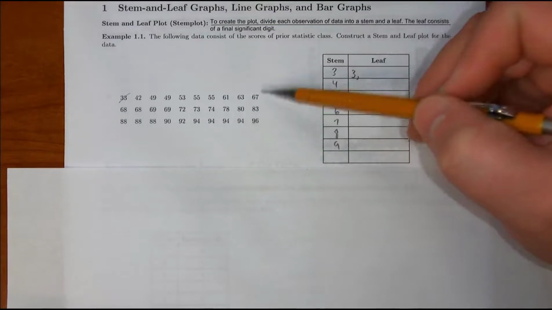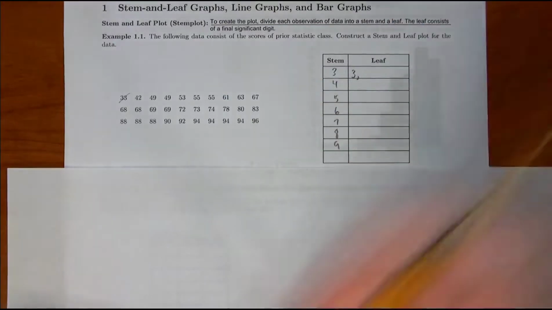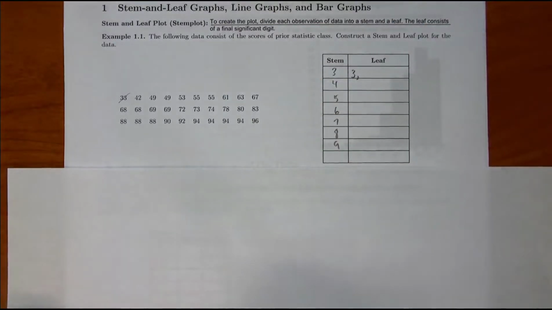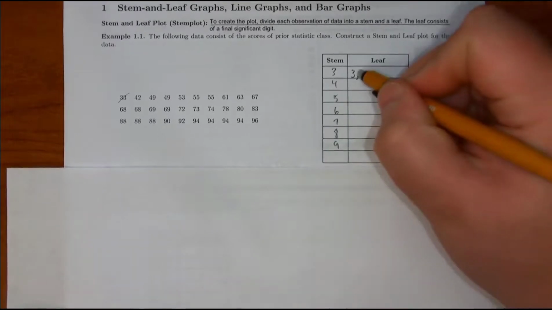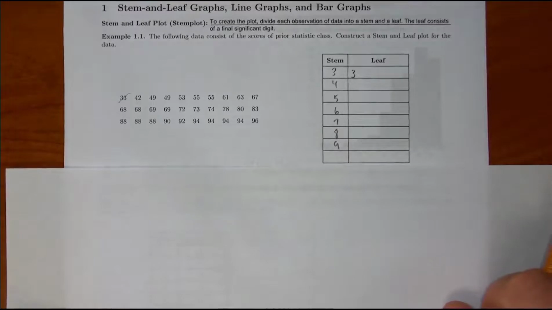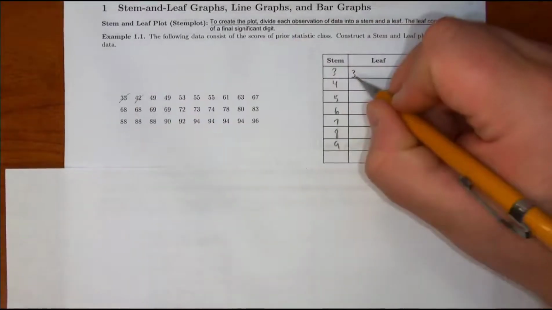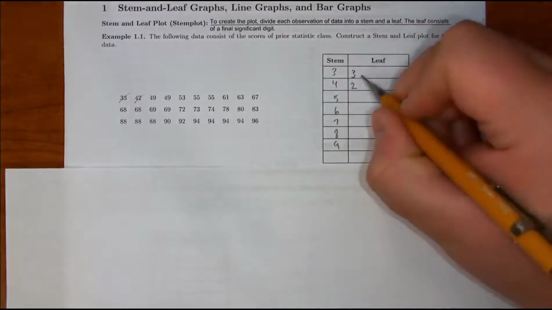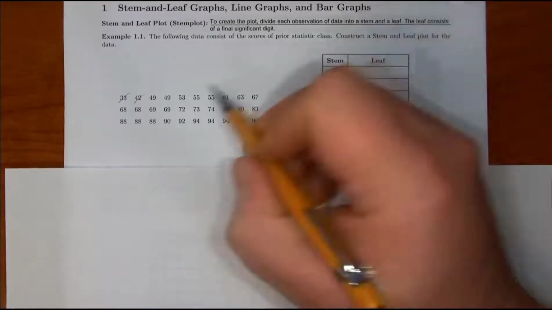I guess not. I don't see any more 30s. So I guess we actually don't need a comma there since there's only one number in that list. Now I'll do the same thing for the 40s. Okay, I see a 42, so 2. Let's see some more. So comma 9.